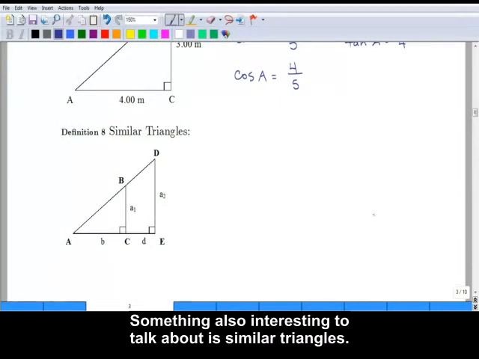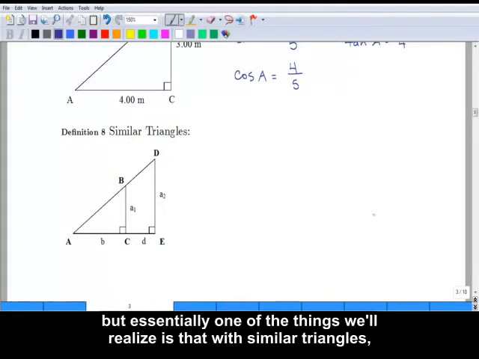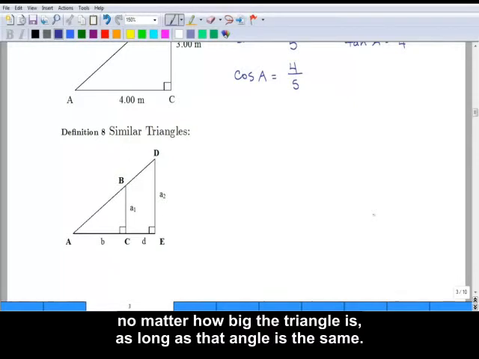Something also interesting to talk about is similar triangles, and we'll see an example of this on the next page. But essentially, one of the things we'll realize is that with similar triangles, you end up getting the same ratio no matter how big the triangle is, as long as that angle is the same.